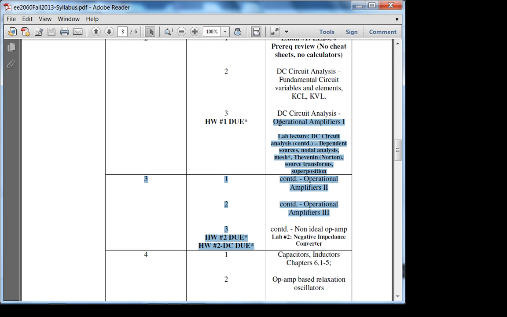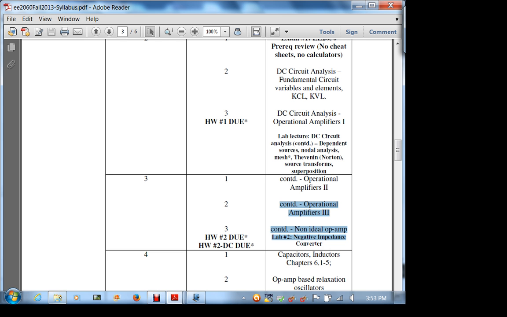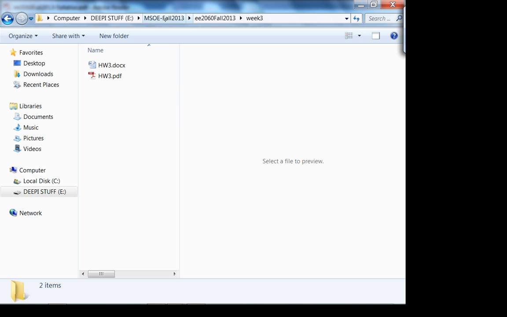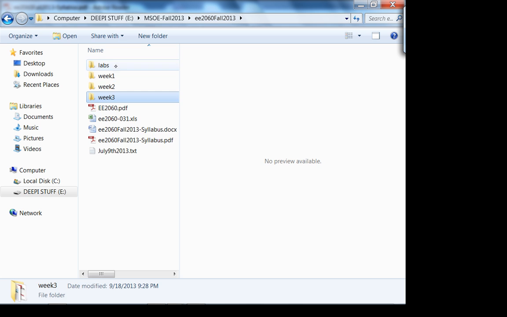And then we're going to get into positive feedback circuits. Again, op amps is another area which will help you reinforce your 2050 stuff. And next week, we're actually going to have a lab. And in the lab, as I promised, next week is week three.